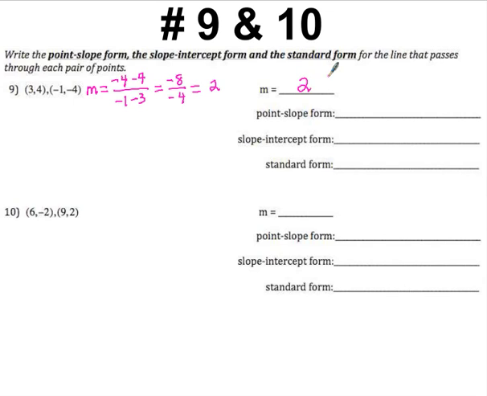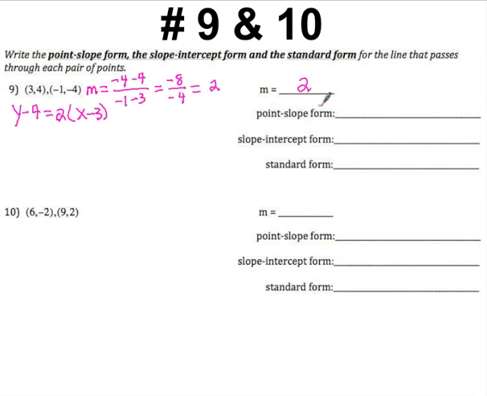Now that I have my slope, it's just like 7 and 8. It doesn't matter which point you pick. The only thing that will be different is your point slope form from somebody else's if they pick the other point, but slope intercept form and standard form will be the same. So if you have chosen a different point than me, that's fine in your point slope form. What you need to make sure is your slope intercept form and your standard form are the same as mine. So I'm going to go ahead and pick the 3 and the 4, just because I like to deal with just the positive intercept. So I get y minus 4 equals 2 times x minus 3.